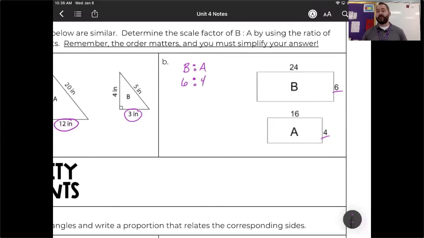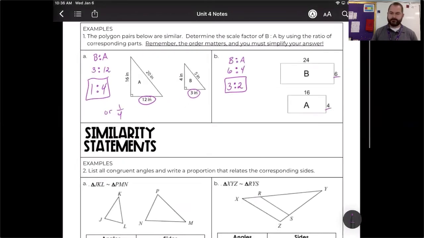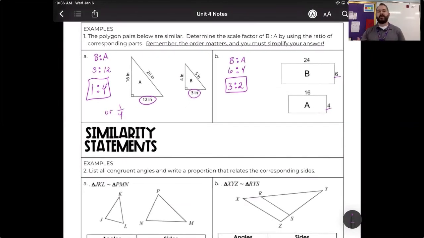So 6 to 4 is that ratio. But we don't want to leave it there, we want to simplify or reduce. We can divide both of these by 2, giving me a simplified ratio of 3 to 2. And again, you could write that as a fraction, 3 over 2 as well. Okay, so that's how we can use scale factor when we know that triangles are in fact similar.